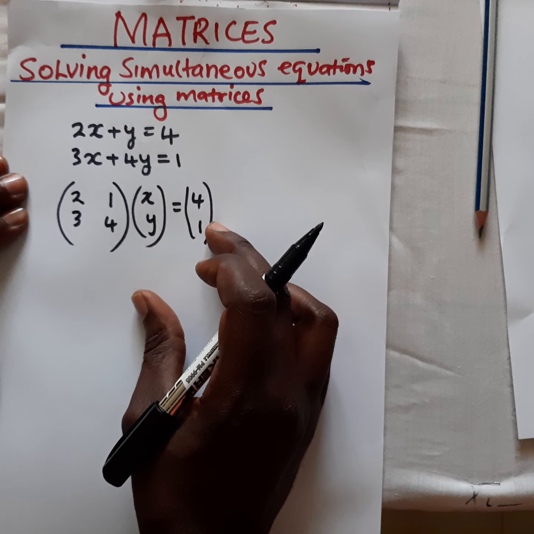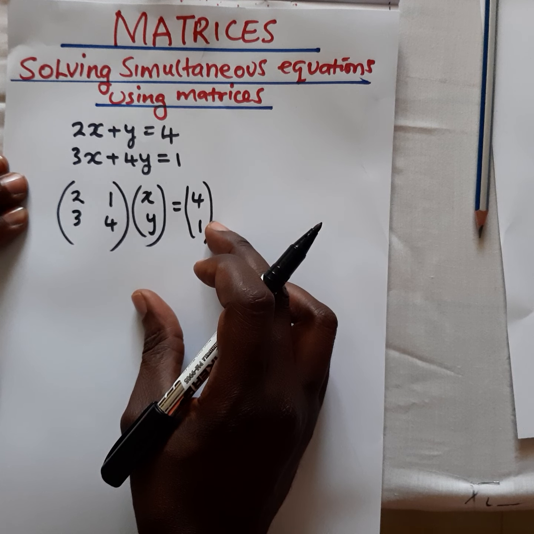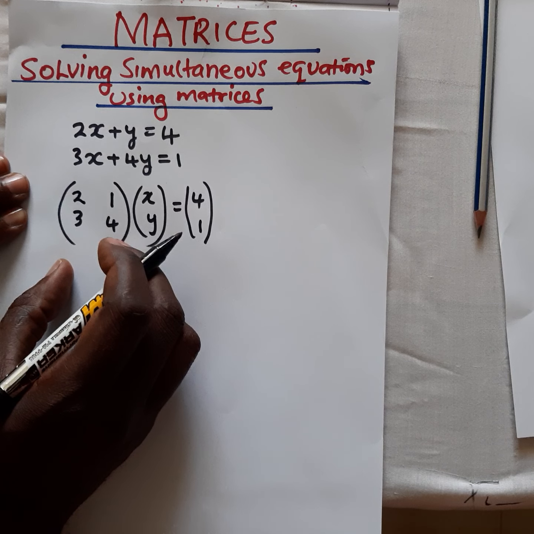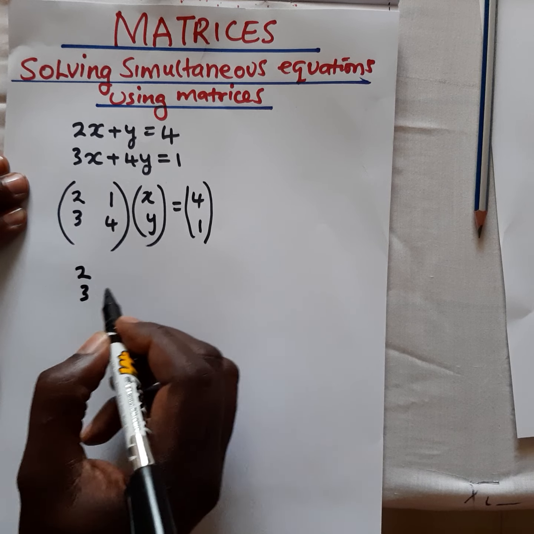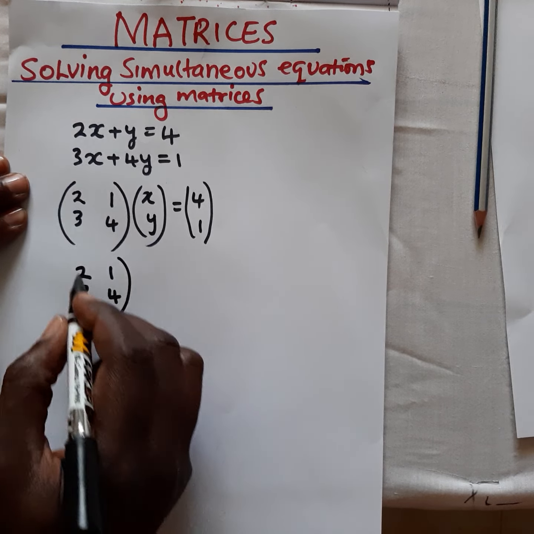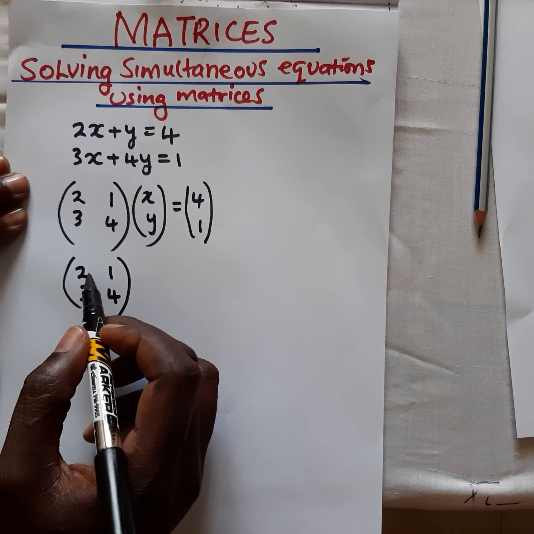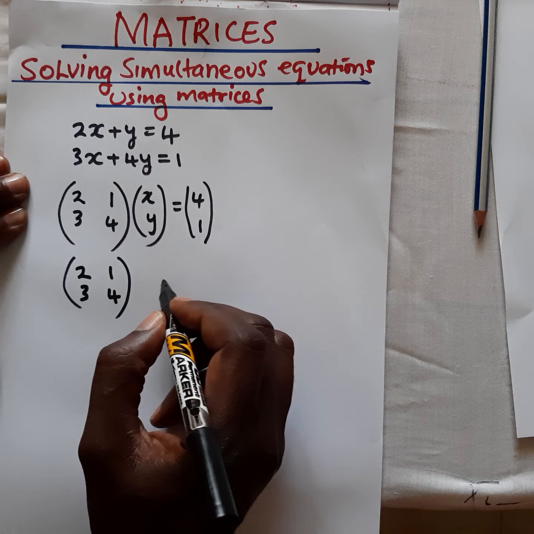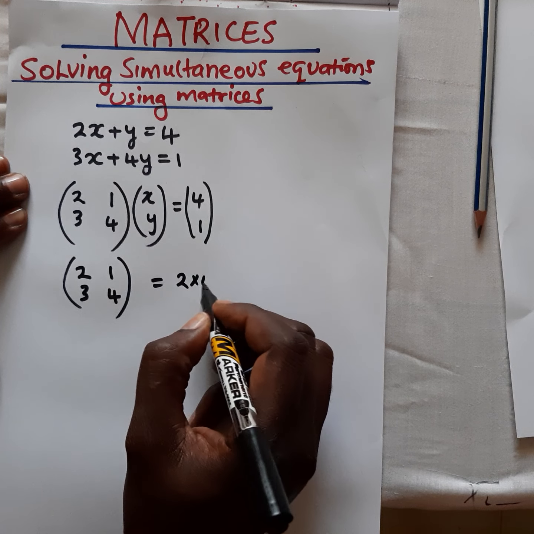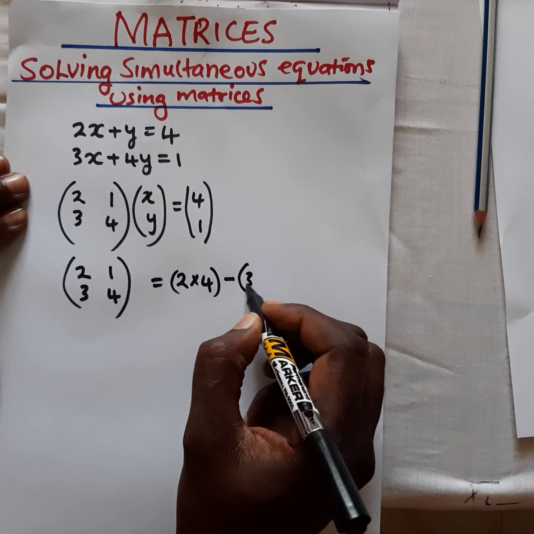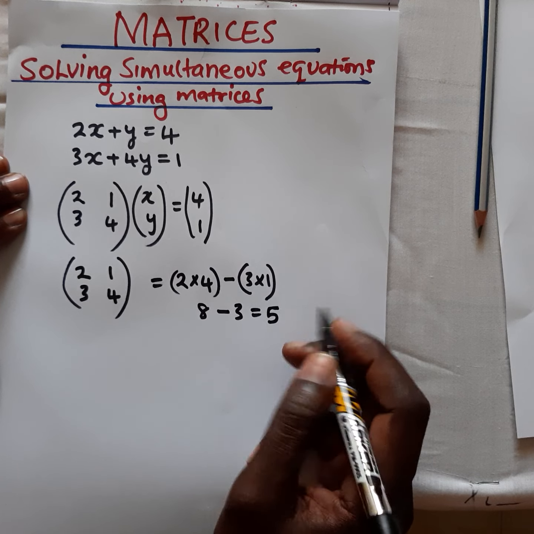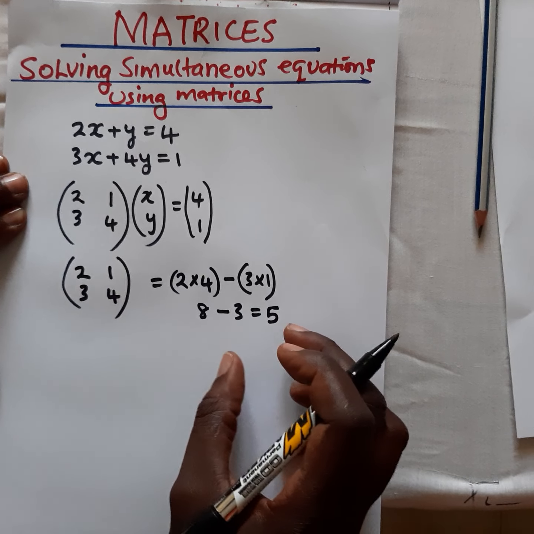Now step 2, we find the determinant of the coefficient matrix. How do we find the determinant? To find the determinant, we have the coefficients matrix. So we have 2, 3, 1, 4. We have the leading diagonal, that is 2, 4. So to get the determinant, we multiply 2 times 4, then minus 3 times 1. And of course, this one will be 8 minus 3, which will be 5. So the determinant of this matrix is 5.